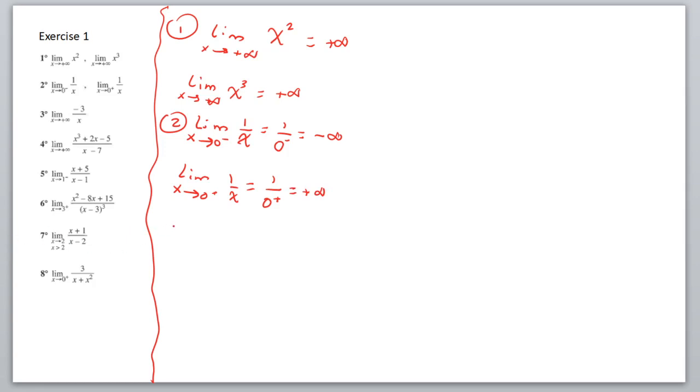Number 3. In number 3, we have limit as x tends to plus infinity of negative 3 over x. So it's negative 3 over plus infinity. Number over infinity is 0, and it's 0 plus or minus depending on the signs. Negative over positive is negative, so it's 0 minus. These rules, you must remember them very well.